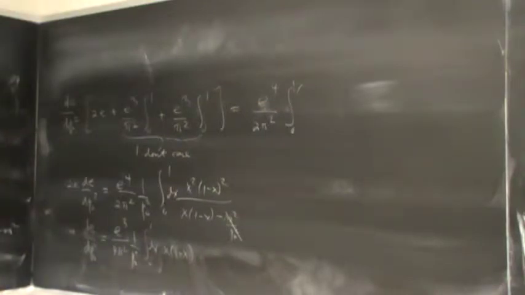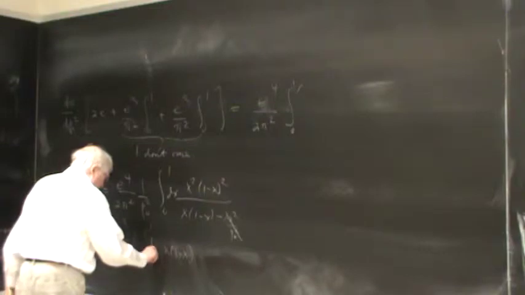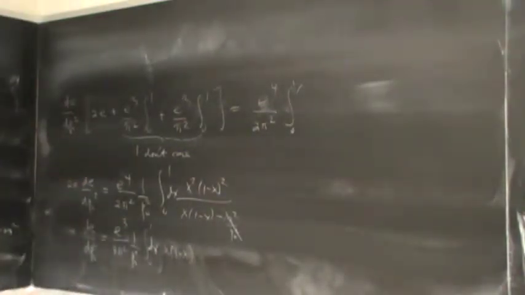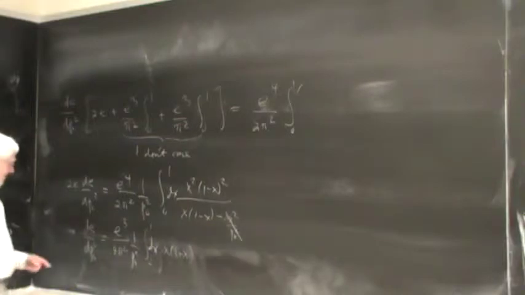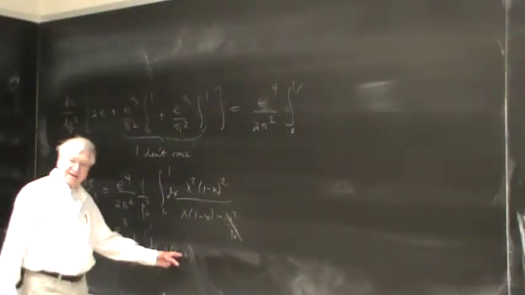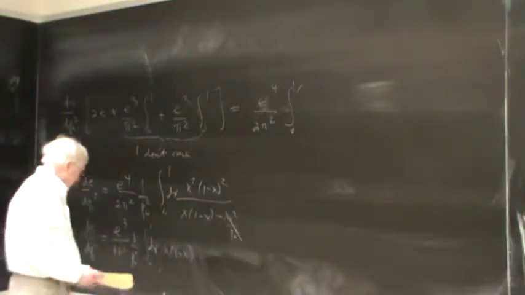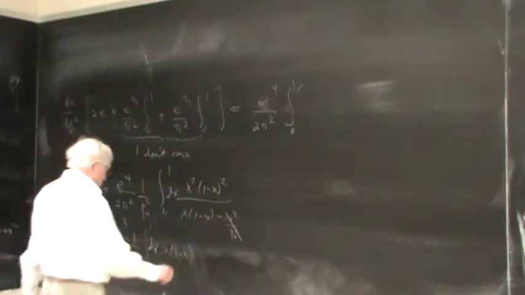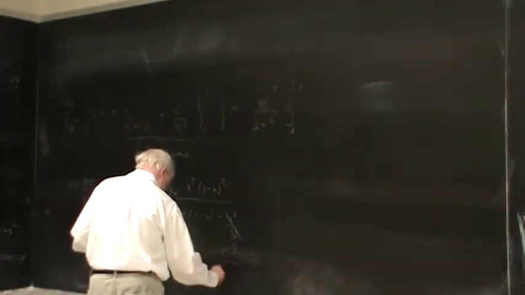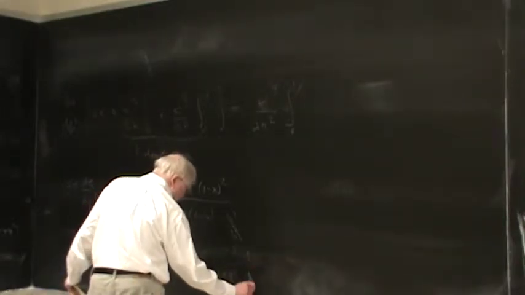And now, even in an age of Mathematica, I have enough residual calculus ability to do this integral. The integral of x is a half, the integral of x squared is a third, and so a half minus a third is a sixth. And so altogether this is e cubed over 24 pi squared, 1 over p0 squared.